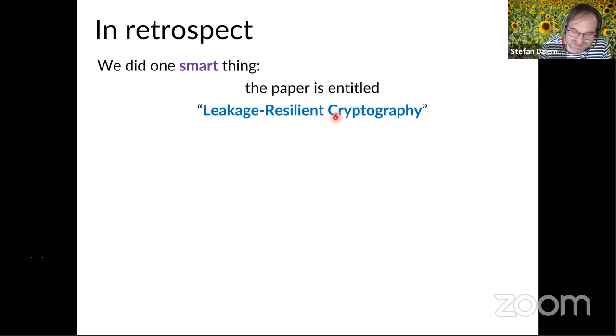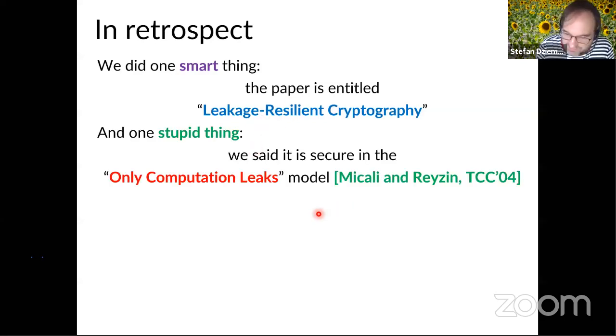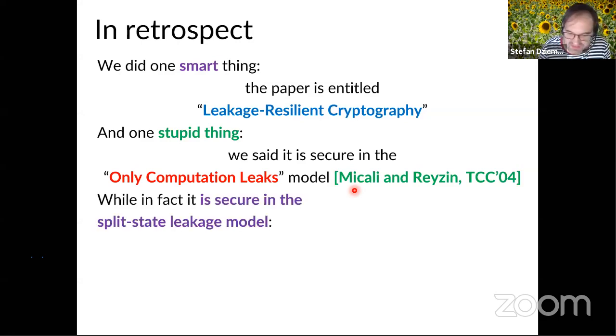It sounds like there's more in this paper than there really is, right? Because leakage resilient cryptography would sound like a whole cryptography was constructed there, and we just constructed a stream cipher. And then we also did one stupid thing, namely we said it's secure in the only computation leaks model, which is a very nice model by Micali and Reyzin, but we should have said it differently, because it is secure in the split state leakage model.